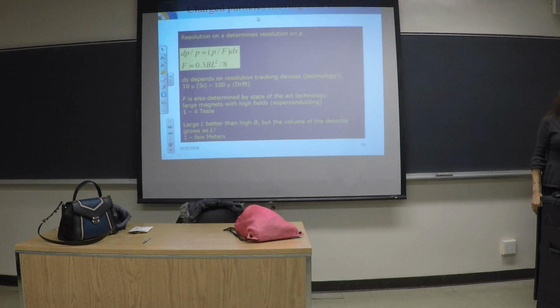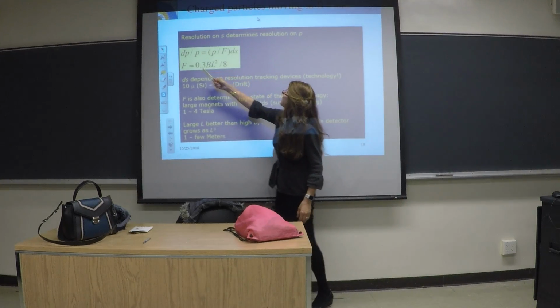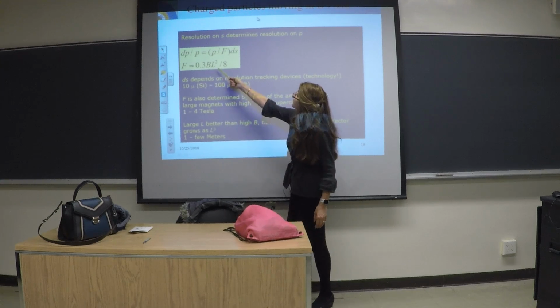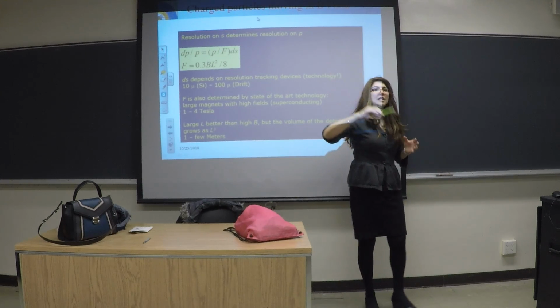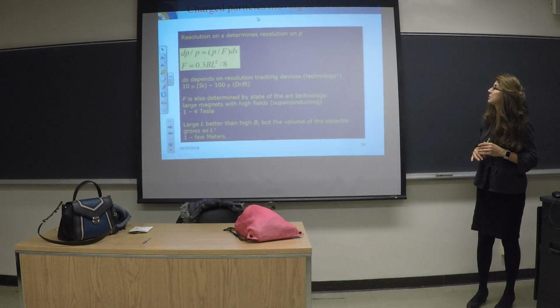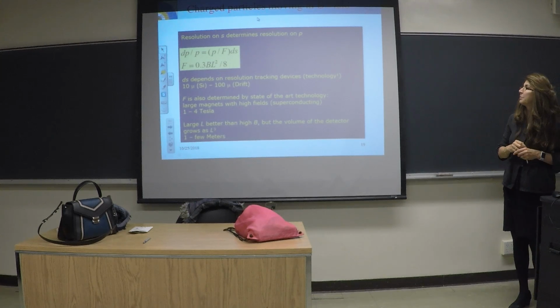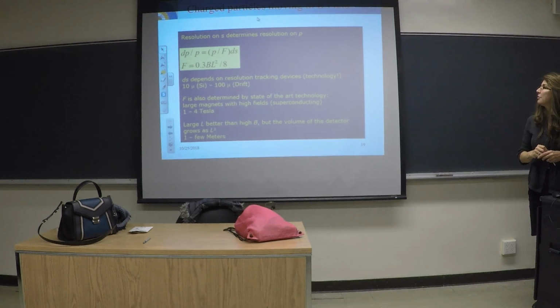So if I want the resolution of my momentum to be very good, that means I want the magnetic field or the size of my detector to be very big. The bigger it is, I have more points, or I have a bigger magnetic field, I have bigger curvature. If it's a bigger magnetic field and bigger curvature, I have a bigger S, a bigger sagitta, so I'm able to measure the momentum better.